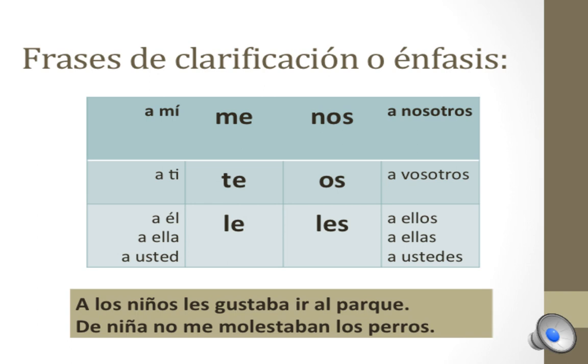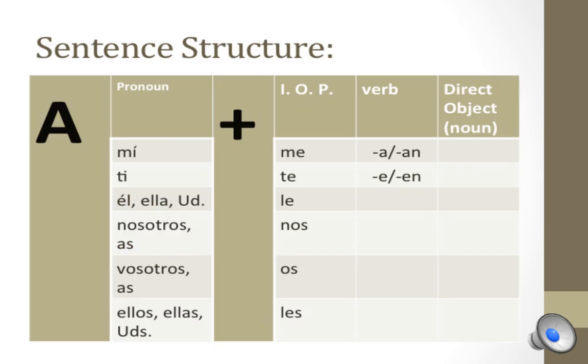So a few examples of using the verbo gustar would be, a los niños les gustaba ir al parque. Les agrees with los niños, it was pleasing to them, whereas gustaba is singular because it's followed by an infinitive. De niña no me molestaban los perros. The perros didn't bother me. They weren't bothersome to me. Me being la niña. What didn't bother me were los perros. So the verb agrees with los perros.